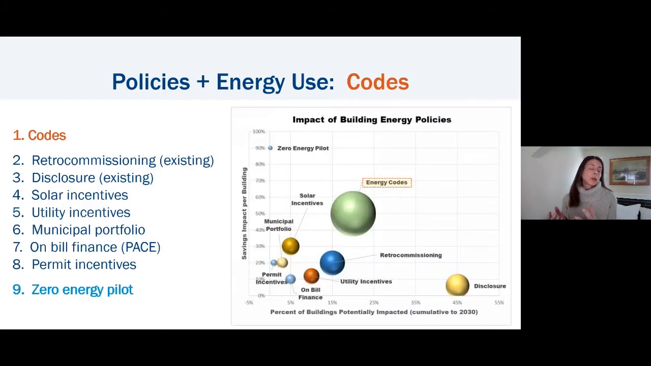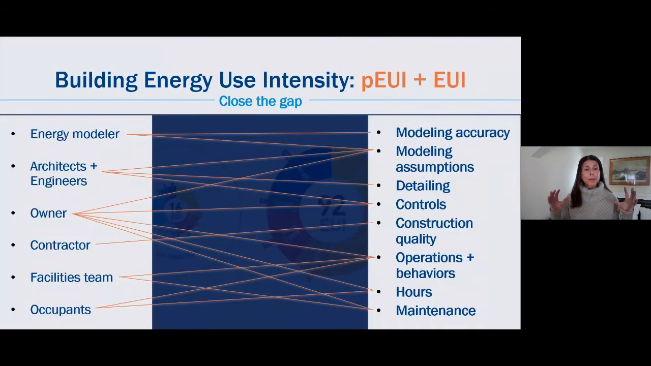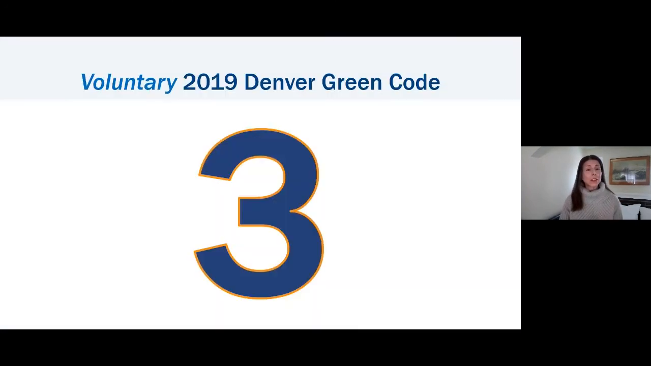We don't have a choice about addressing our energy code compliant building stock, because that big green blob is the impact of all of our basic code compliant buildings. We can't get to our goals as a community without really raising the bar on basic code compliance and closing the gap between predicted energy use and actual energy use in buildings, which is going to take a change in thinking.